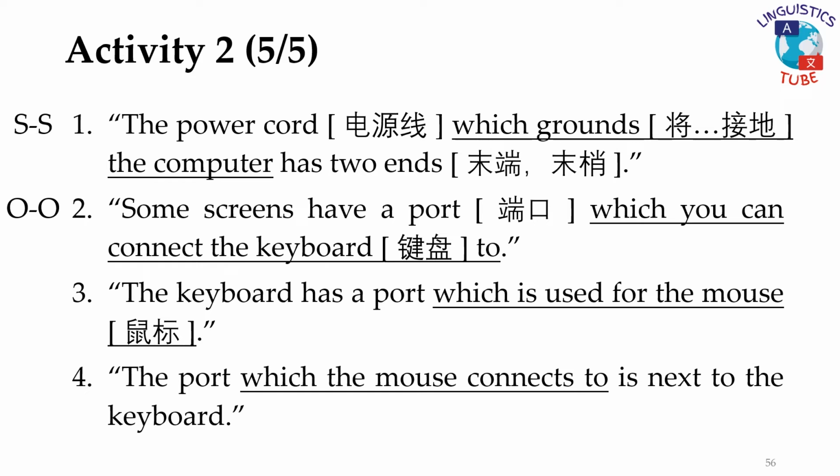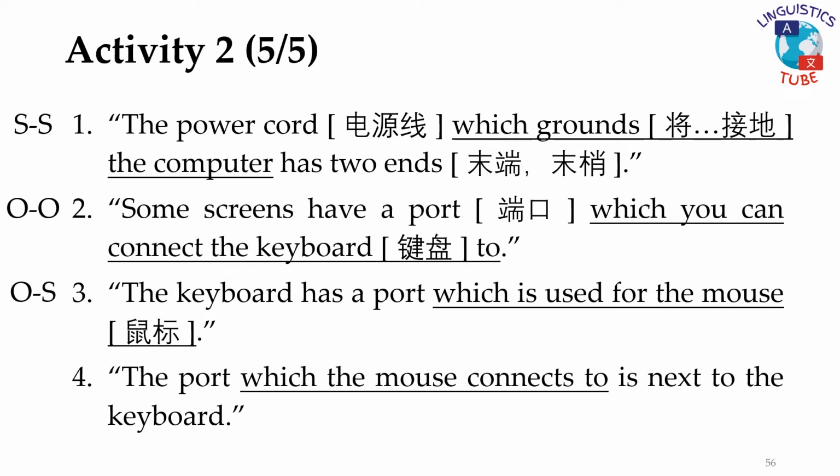For sentence 3, as two separate sentences, it would be, the keyboard has a port. The port is used for the mouse. Here, the relative clause modifies the object of the main clause, and the antecedent of the relative pronoun is the subject of the second full sentence. So, it is OS.